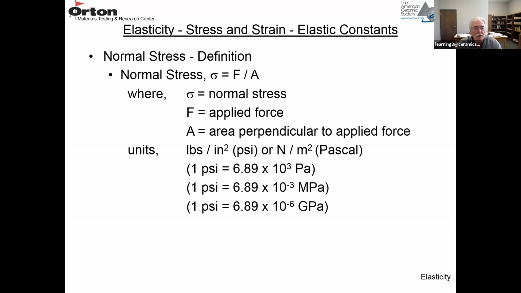So for the definitions, sigma is the normal stress. It's just the applied force, F, divided by the area perpendicular to the applied force. The units for stress are PSI or pascals, and I put the conversion factors at the bottom of the slide. So 1 PSI, for example, equals 6.89 times 10 to the 3 pascals, and a pascal is a Newton per meter squared. So you'll see the strength of refractories in PSI or pascals.